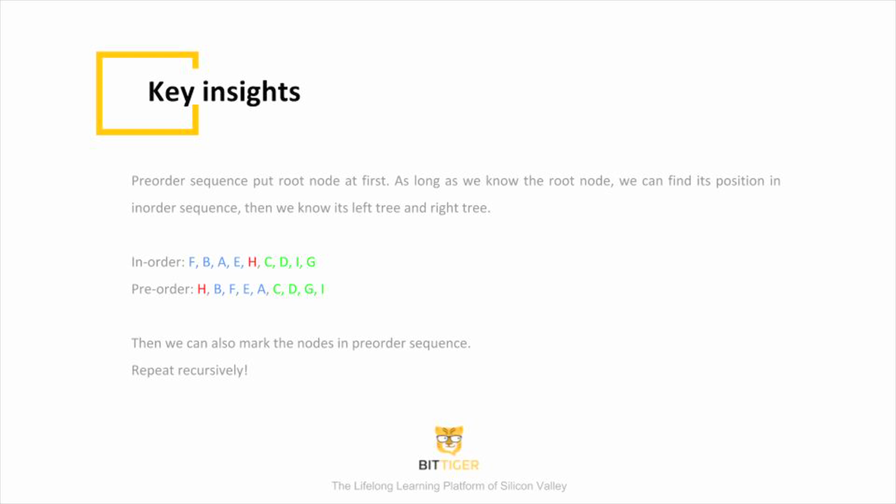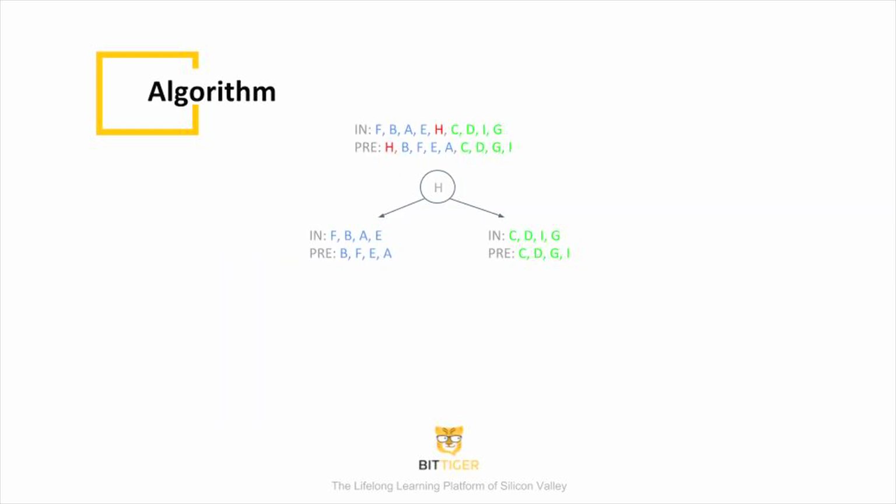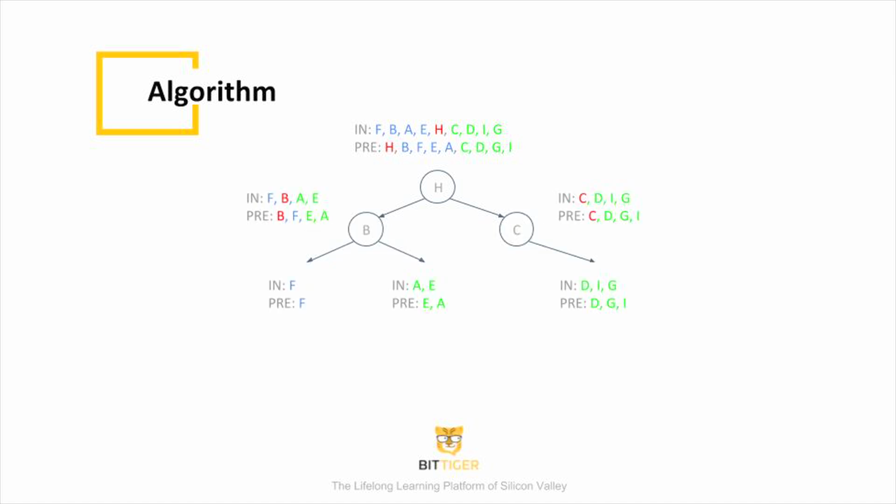As we have new pre-order and in-order traversal for each subtree, we can repeat recursively to reconstruct the binary tree. Let's go over the example. After we determine H as the root for the binary tree, we can construct in-order and pre-order sequence and recursively call on the left subtree and right subtree. Look at H's left tree. By checking the pre-order sequence, the root is B.